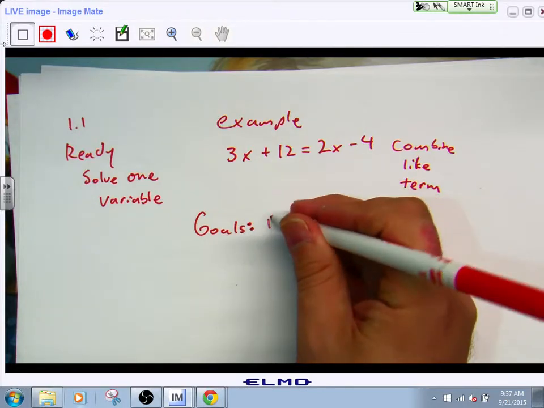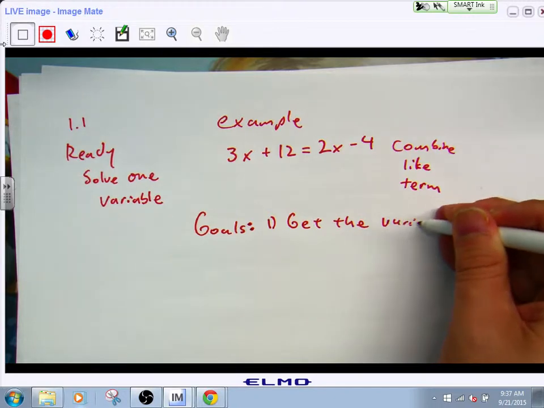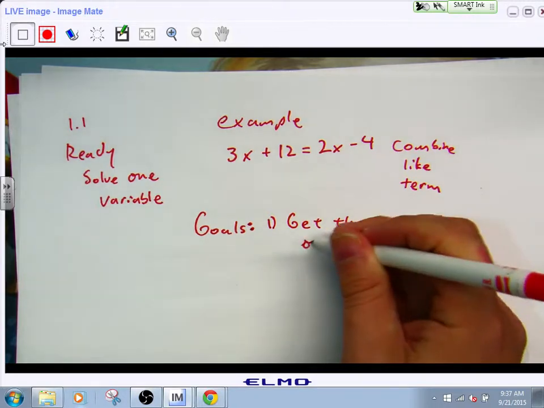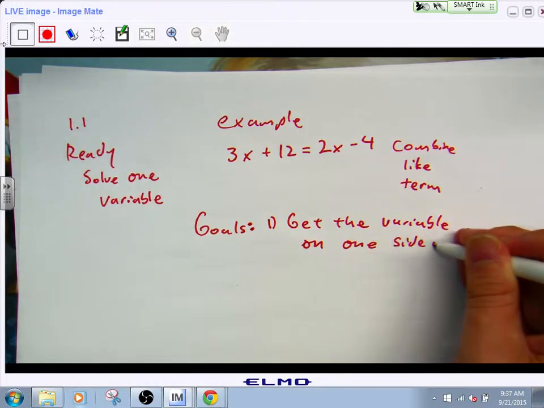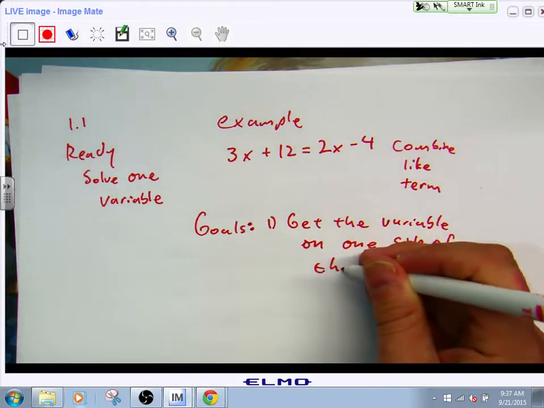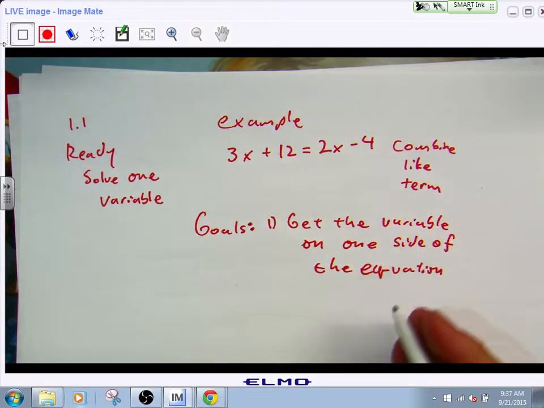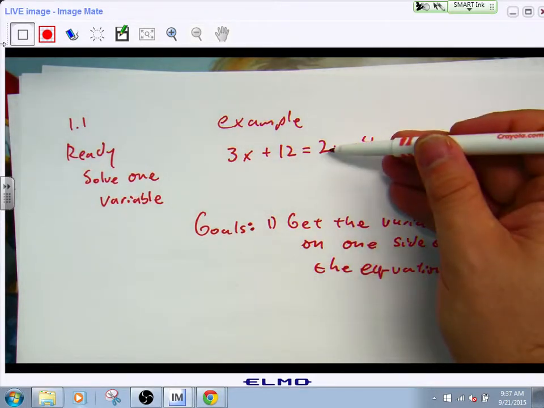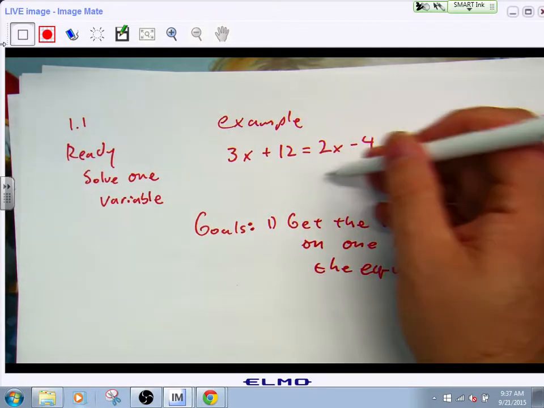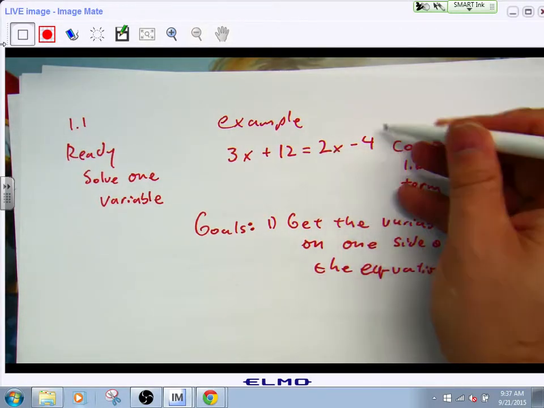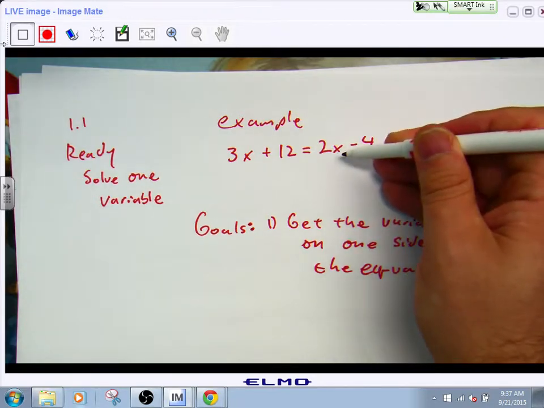Our first goal is to get the variable on one side of the equation. And in general, we prefer to do it on the left side. So when I'm looking at this, if I want to get my x on the left, I have to get rid of it on the right. If I were to get rid of it on the right side of the equation, that means I have to get rid of this 2x.